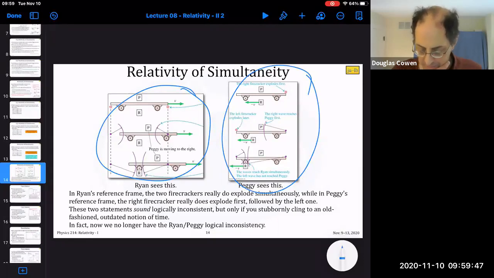If the velocity is very close to C, it can't be equal to C, then that first light pulse will be seen very, very soon, and the second one will take much, much longer to get to her. That's what Ryan will see when he looks at what's happening with Peggy. He'll basically see the right light pulse go through her light box very quickly, and then he'll see her on the train racing off with the light pulse behind, gradually catching up.